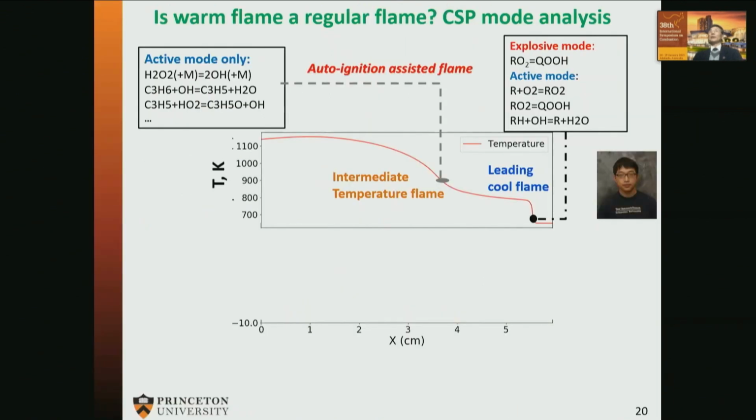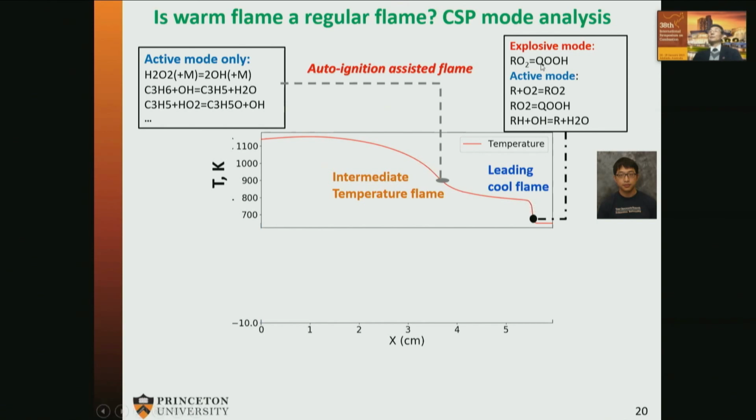So what is a warm flame, for example? If you look at the n-heptane warm flame, you have two states: a cool flame and an intermediate flame. If you do a computational singular perturbation analysis, you will see that in the front of the cool flames, you have an explosive mode that generates the QOOH radicals. You also have the active mode that generates heat and the isomerization of alkyl radicals. For the intermediate flame, you don't have an explosive mode, you only have the active mode. This is where the few radicals with H2O2 reaction generate two radicals. They govern the warm flame chemistry.